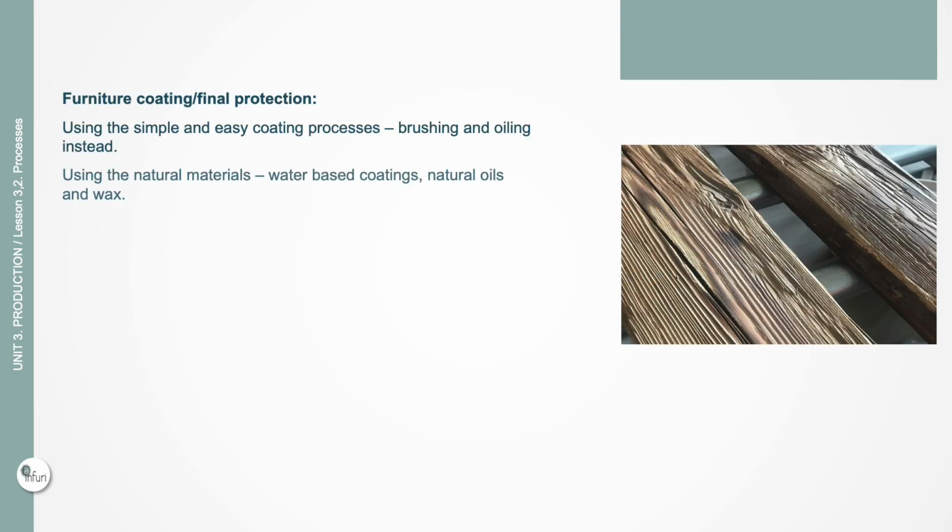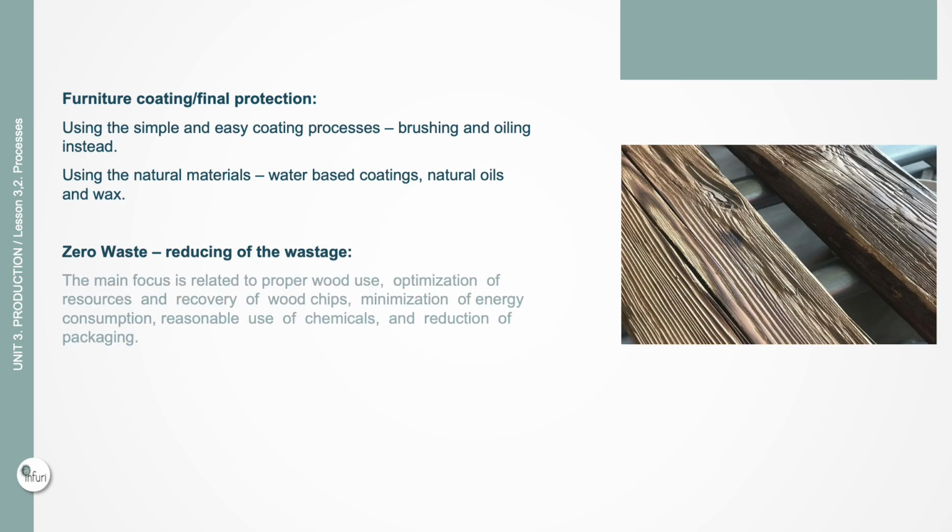Furniture coating and final protection. Using natural and easy coating processes: water-based coating, brushing and oiling instead, and wax. Using natural materials: water-based coatings, natural oils, and wax. The main focus is related to proper wood use, optimization of resources and recovery of wood chips, minimization of energy consumption, reasonable use of chemicals, and reduction of packaging.